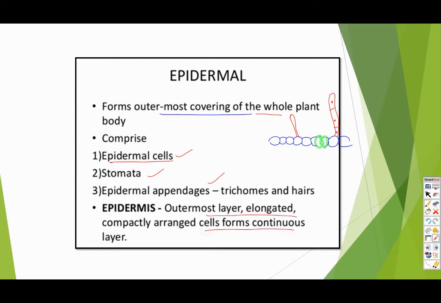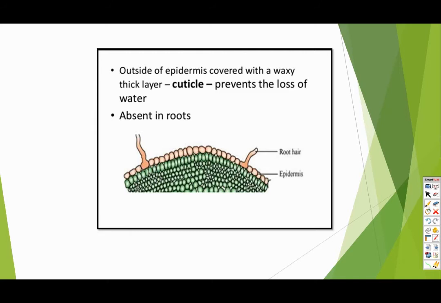Moving ahead, children, the outside of the epidermis is covered by a thick waxy layer called cuticle, absent in the roots. Cuticle is absent in the roots. Am I clear? So this is your epidermal region. This is nothing but your epidermal region. Usually in roots the epidermis has no cuticle, but they have root hair present.